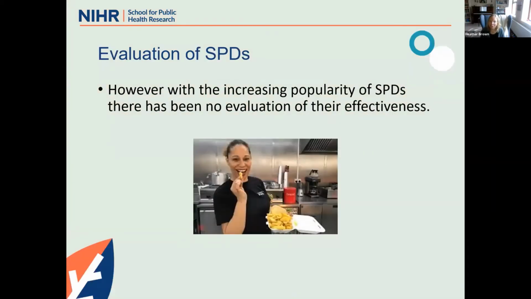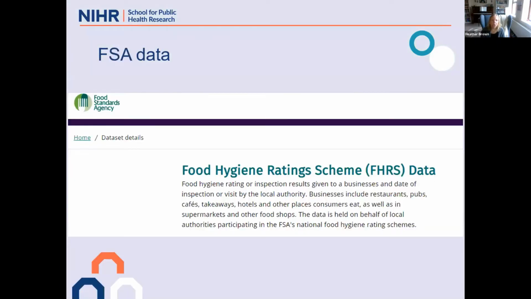However, with this increasing popularity of local authorities using these planning guidance, there has been no evaluation of their effectiveness in managing and promoting a healthy environment. So since 2012, the Food Standards Agency Food Hygiene Rating Scheme data has been available online.